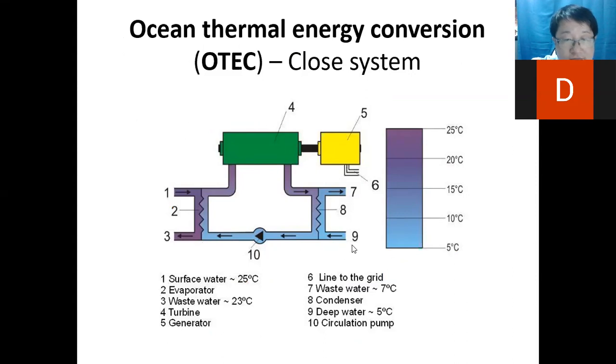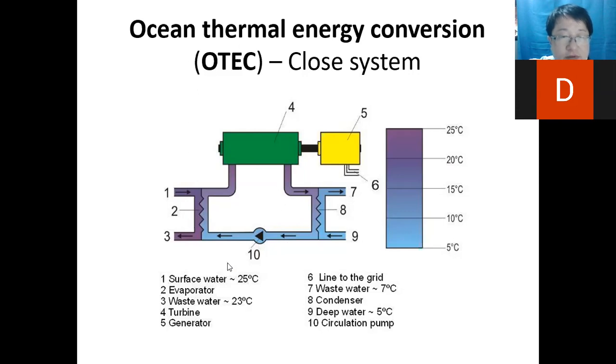So let's start with the deep water. Number 9, the deep water flows into the system at 5 degrees Celsius. So it heats up and becomes warmer. The wastewater is 7 degrees. So this energy will be increased. And this is the condenser. On this side, the surface water at a hotter temperature of 25 degrees will pass through this evaporator. Number 2 is the evaporator. And then the wastewater will be cooler, because this is an evaporator, so the temperature of this intake water will be reduced. So this is a loop.